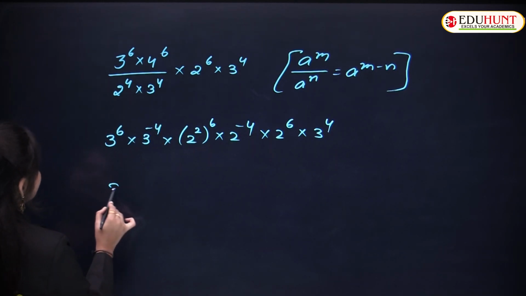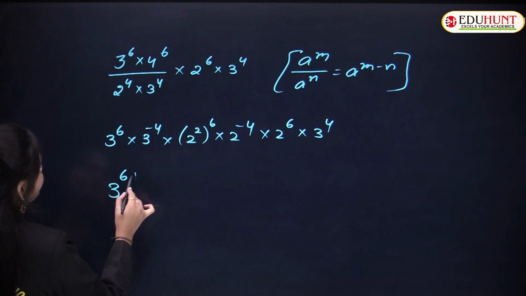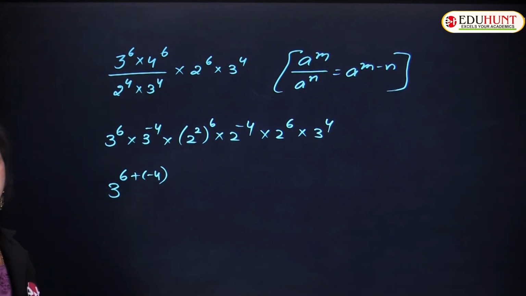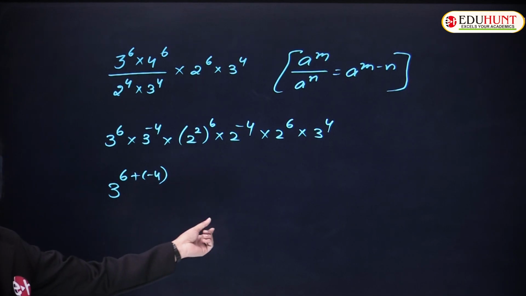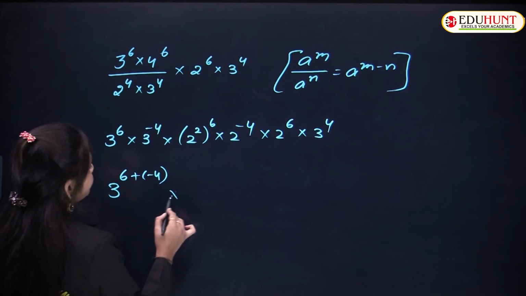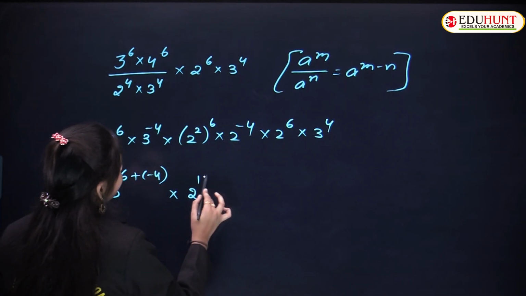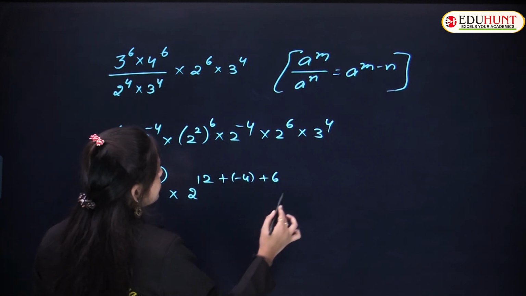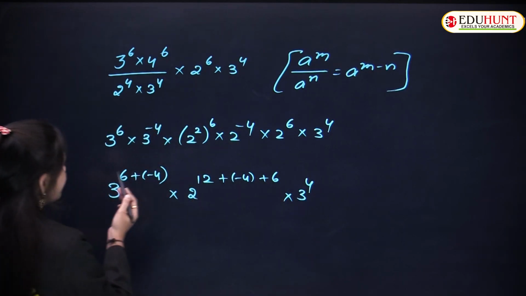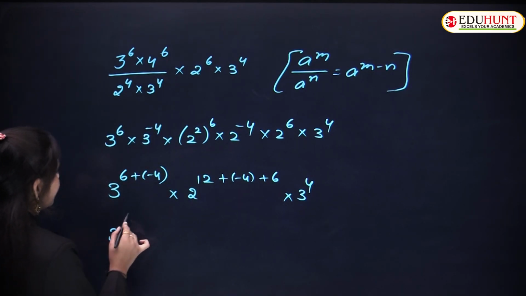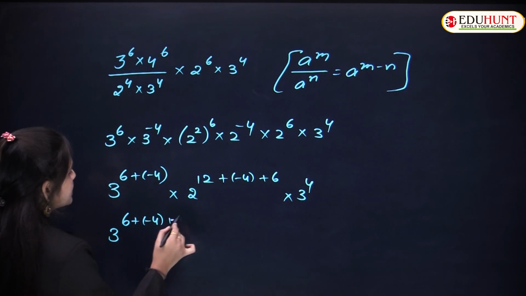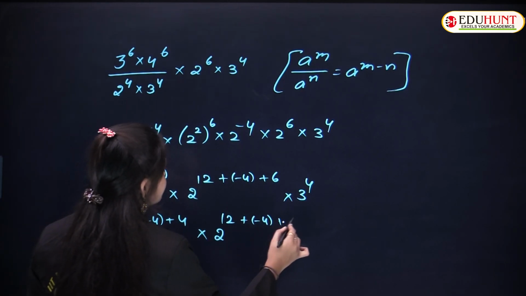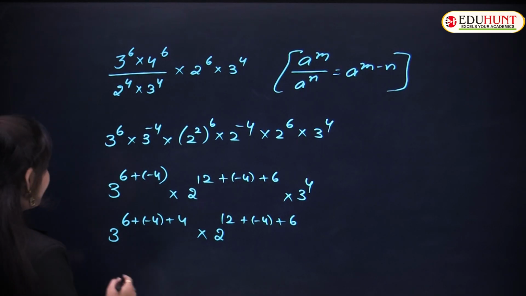Now say 3 power 6 minus 4 plus minus 4. Why? Because as per the formula, a power m plus n is equal to a power m into a power n. Into 2 power 2 into 6, 12, plus minus 4 plus 6, into 3 power 4. This 3 power 4 you have to add to this: 3 power 6 plus minus 4 plus 4 into 2 power 12 plus minus 4 plus 6. Okay? Finally we will get this.